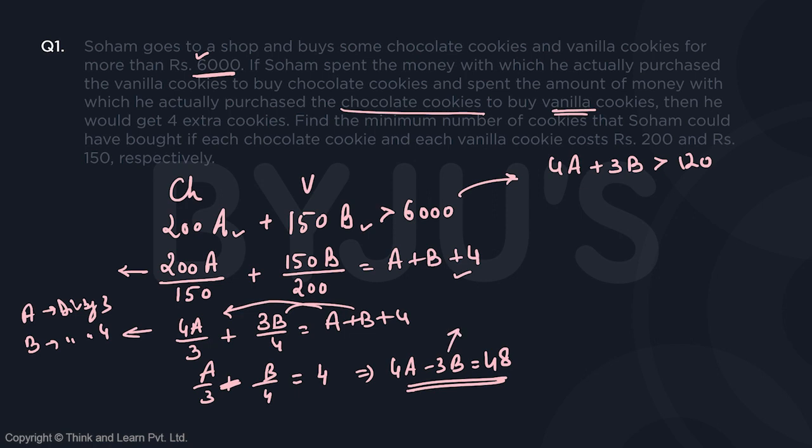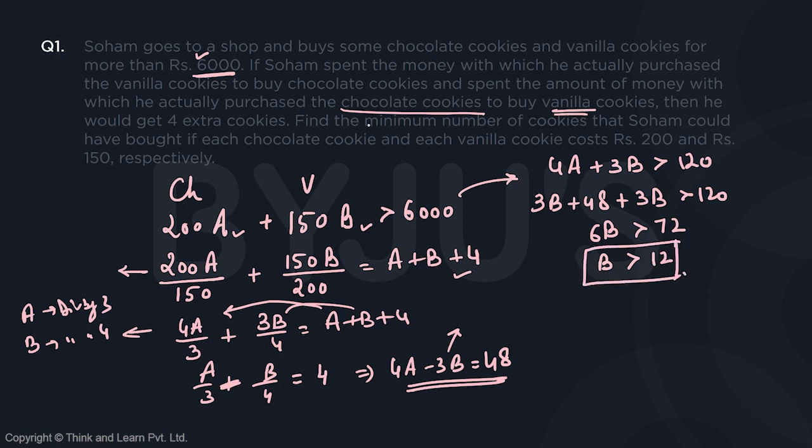Now from the equation 4A minus 3B is 48, I can replace 4A with 3B plus 48. Plus 3B is greater than 120, or 6B is greater than 120 minus 48, which is 72. So B should be greater than 12.